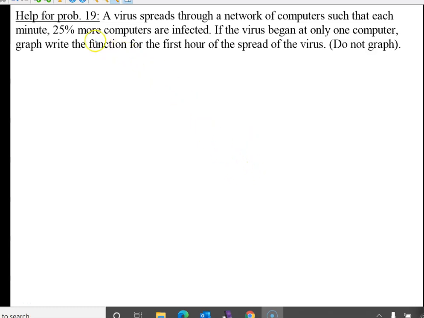I wanted to give you some help on this homework problem number 19, this word problem. Whenever you're asked to write a function that represents exponential growth, which is the case in this problem, or exponential decay, which you will do in other problems, let me just give you a general method that works for either, and then we'll work on this problem specifically.